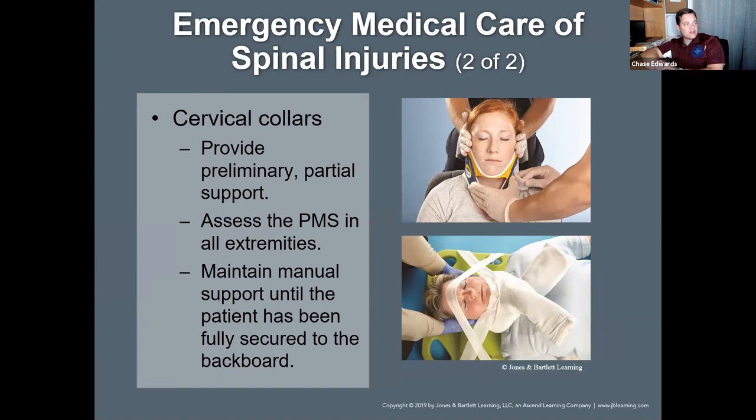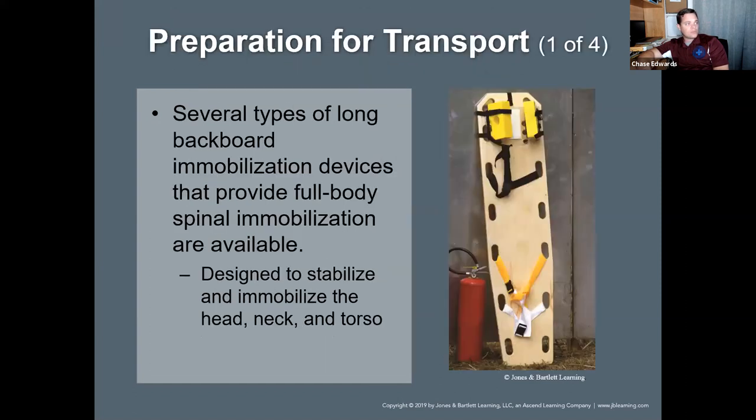So always assess that PMS after you do any procedure, you want to assess it. All different types. Backboards.